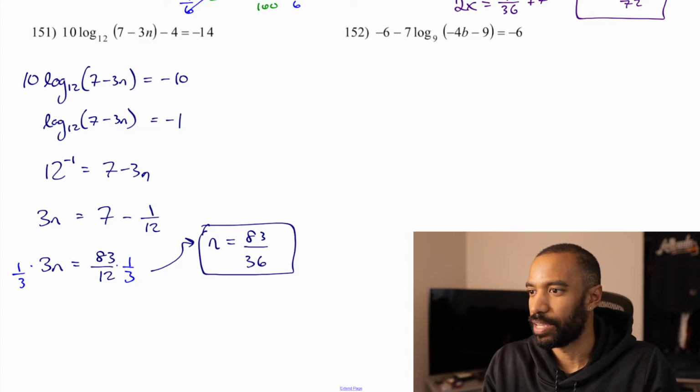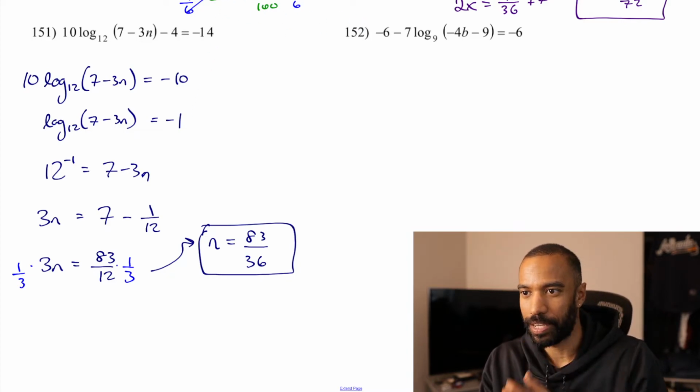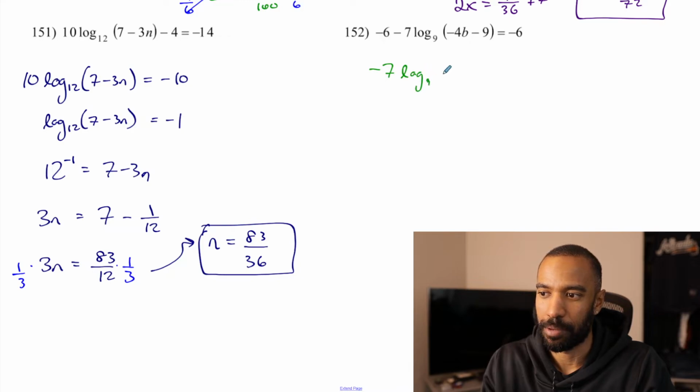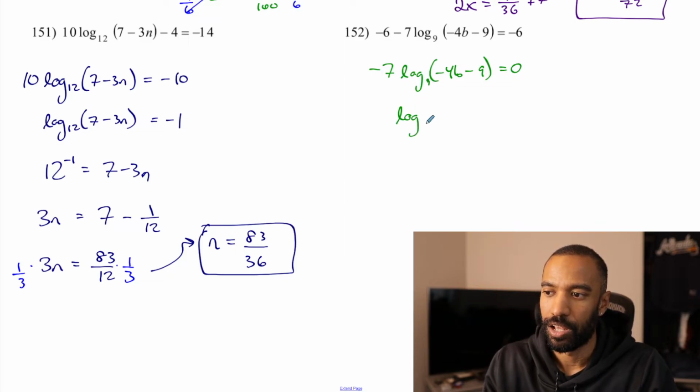And last one right here. This one looks a little more fun because it looks like I'm about to add 6 to both sides right now, and that'll give me 0. So negative 7 times log base 9 of negative 4b minus 9 equals 0. Divide by negative 7. Log base 9 of negative 4b minus 9 still equals 0.